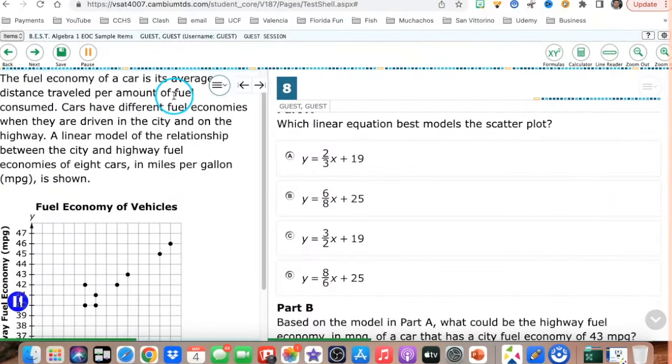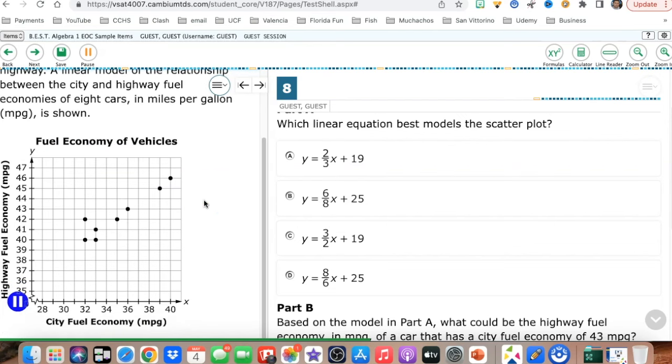Next problem. The fuel economy of a car is its average distance traveled per amount of fuel consumed. Cars have different fuel economies when they're driven on the city and on the highway. A linear model of the relationship between the city and the highway fuel economies of 8 cars in miles per gallon is shown. All right, so they gave me this. Which linear equation best models the scatter plot? Right? Because all of these points are not in a straight line.